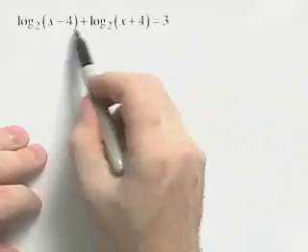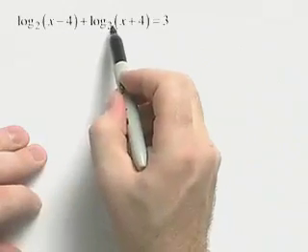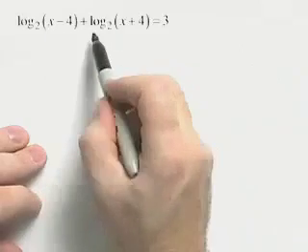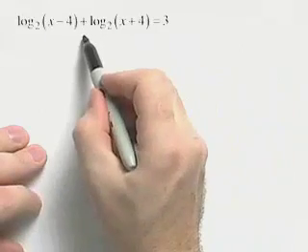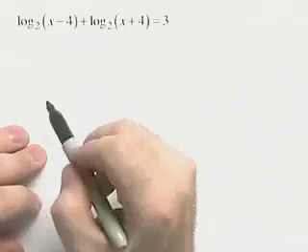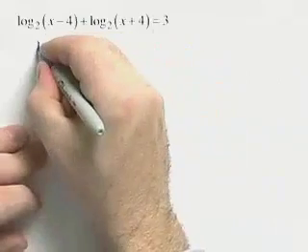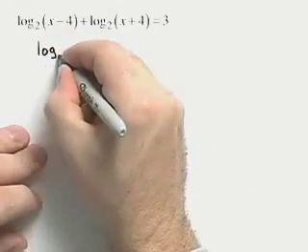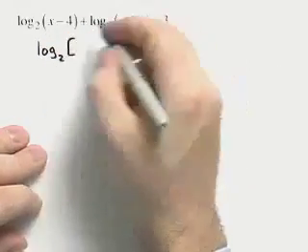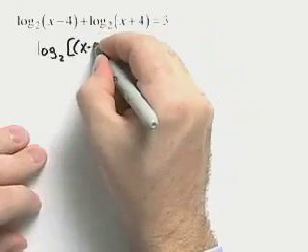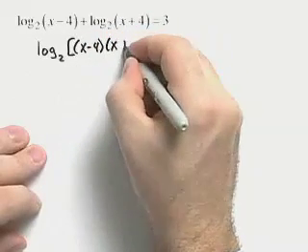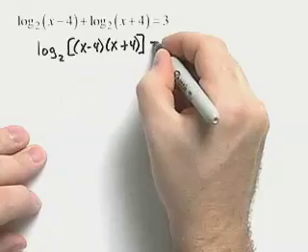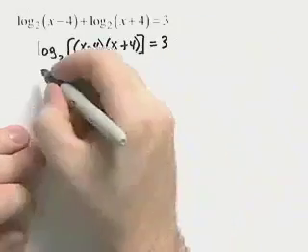We have these two logs on the same side here with the same base, so we can use our rules for logarithms to combine these together. In particular, we're going to use the product rule since we have the sum of two logs with the same base. So we can rewrite this as log base 2 of the product of these two insides, (x minus 4) times (x plus 4), and that has to equal 3.